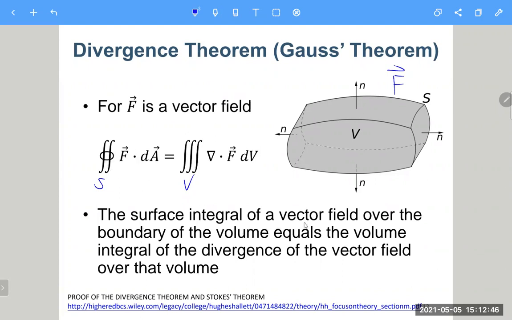So the surface integral of a vector field over the boundary of the volume equals the volume integral of the divergence of the vector field over that volume. If you're interested, you may check this link to see the proof of this theorem. It may take a few pages to really prove this one.